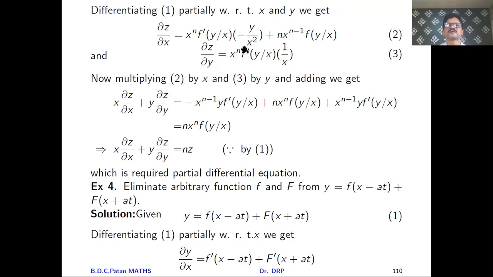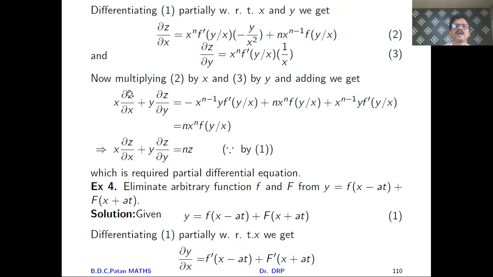If you observe here, this term and this term are present here as well as here, but here we have a negative sign and here a positive sign. If you multiply equation 2 by x and equation 3 by y, then you will get this term and this term to be the same with opposite signs. So if you take the addition, this term gets cancelled. So what you have to do, friends, is multiply equation 2 by x and equation 3 by y, and take the addition.